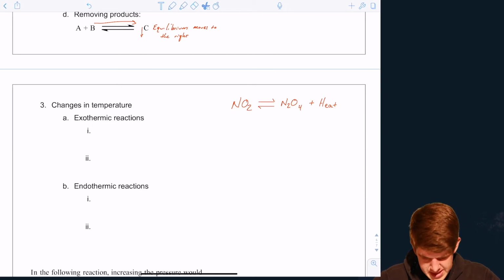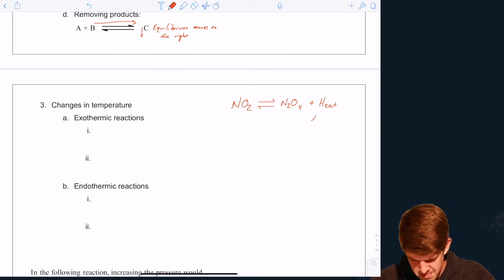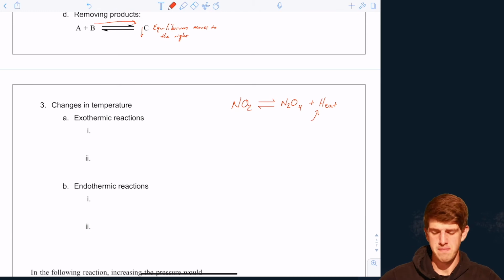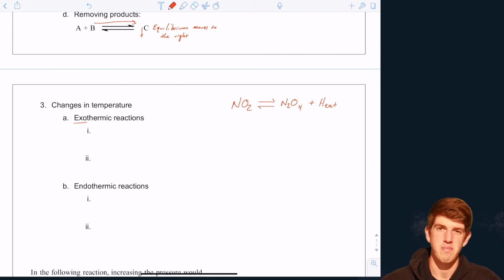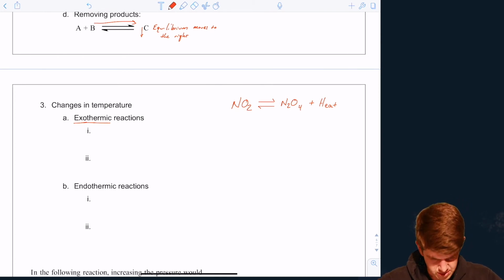So in this case, the fact that I am releasing energy when I convert NO2 into N2O4 means there is thermal energy going out. So exo, moving outwards, thermo, heat escaping, is exothermic.